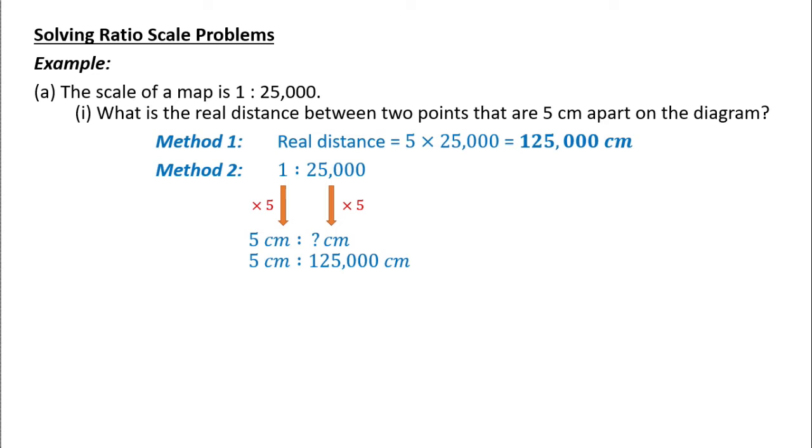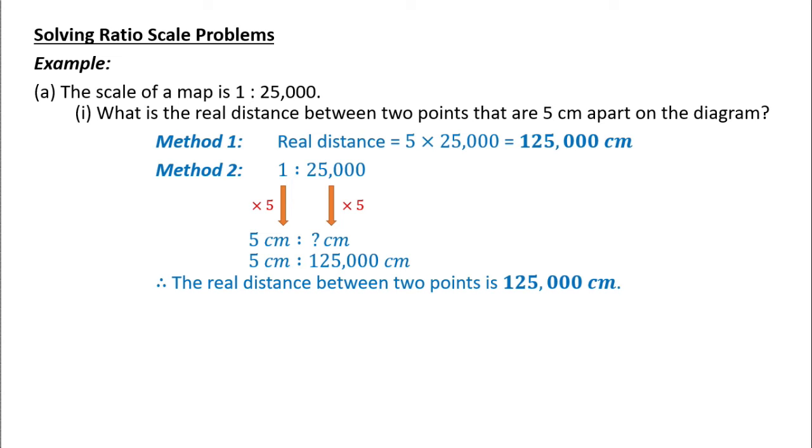So that's another method if you cannot think of method number one, because sometimes students are confused: am I going to multiply or am I going to divide? So if you cannot think of method number one, just use method number two. Therefore, the real distance between the 2 points is 125,000 centimeters.